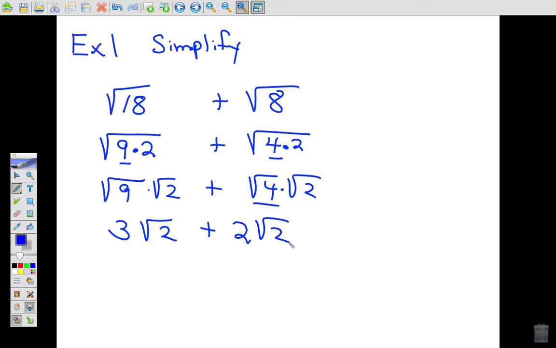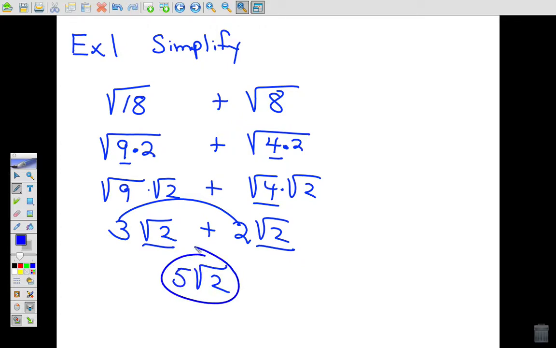Now what do you notice? Now I have 2 terms where they both have a radical 2. These terms are like terms. Now I can add them together. 3 of the radical 2's plus 2 of the radical 2's gives me 5 of the radical 2's. And I'm done because 2 doesn't have a factor that's a perfect square.